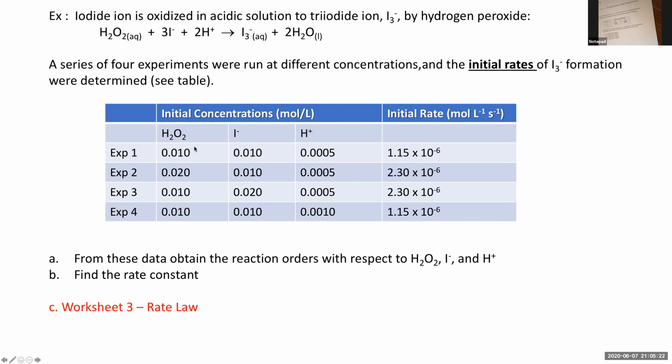But in the second experiment, the iodide concentration and the hydrogen ion concentration do not change, but the hydrogen peroxide concentration doubles. Look what happened to the rate. The rate doubled. So if the hydrogen peroxide doubles, everything else stays the same, but the rate doubles, it means the order of the reaction for hydrogen peroxide is 1. So that means the exponent over this concentration would be 1. And I'll illustrate that.